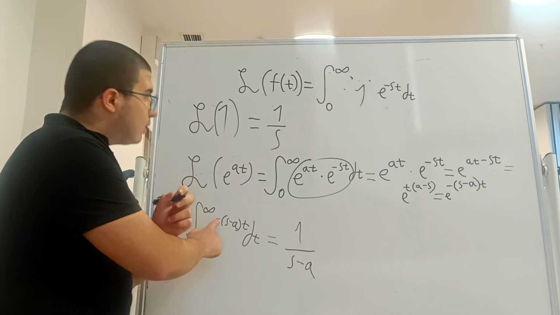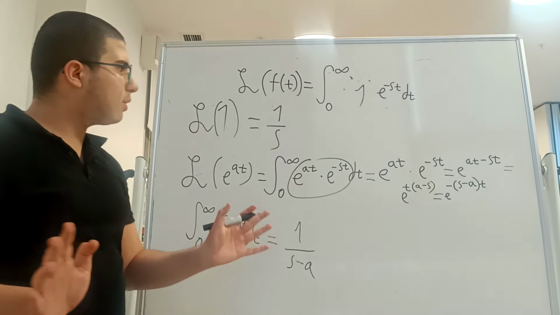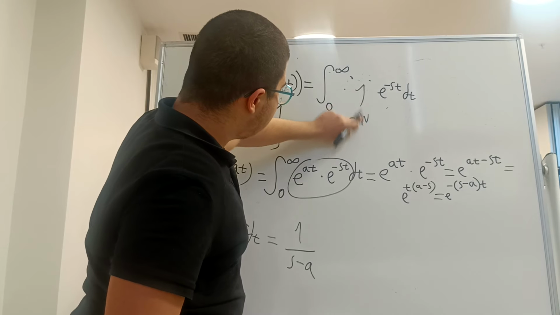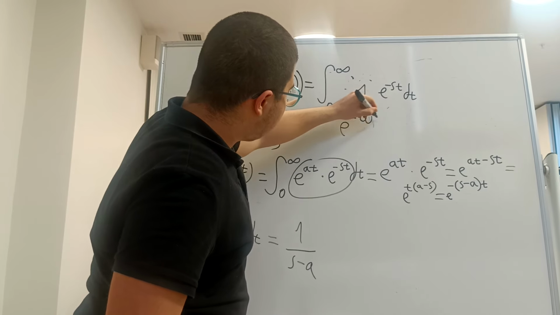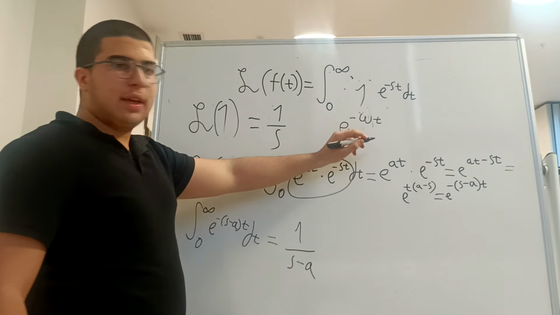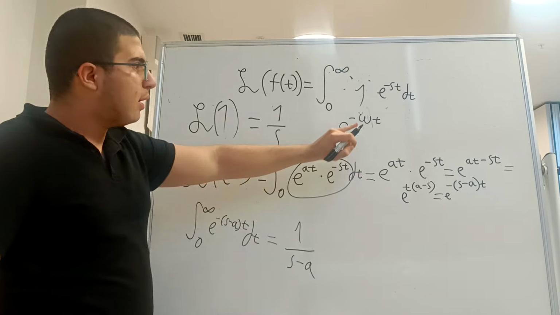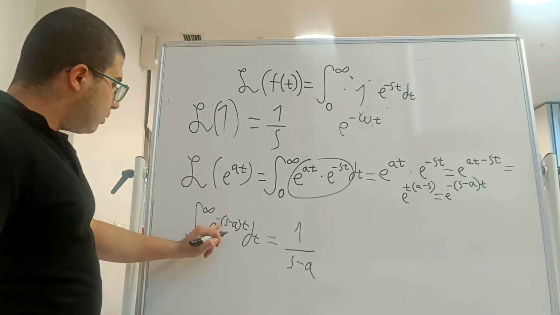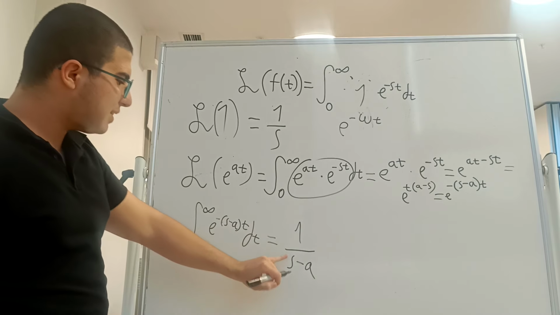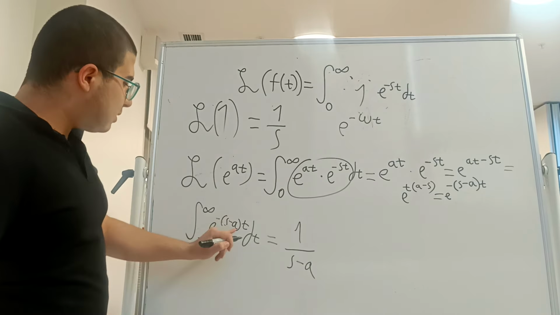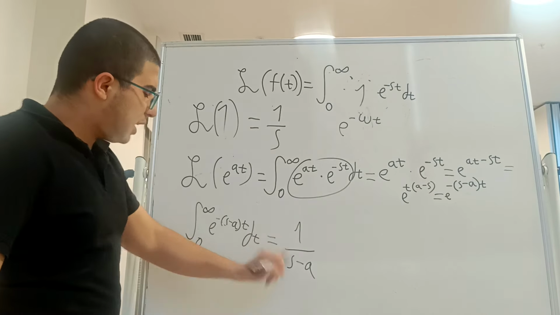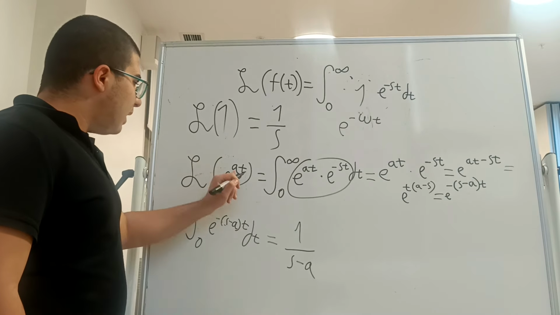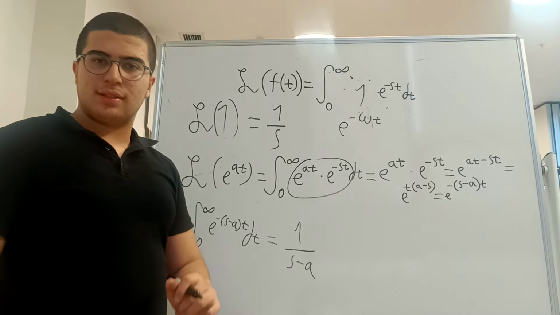Just think of any other variable. Say this is e to the minus omega t; think of this as the expression in the integral. When this was equal to s, it was 1 over s. If this is equal to s minus a, then the integral is equal to 1 over s minus a. That's why the Laplace transform of e to the at is equal to 1 over s minus a.